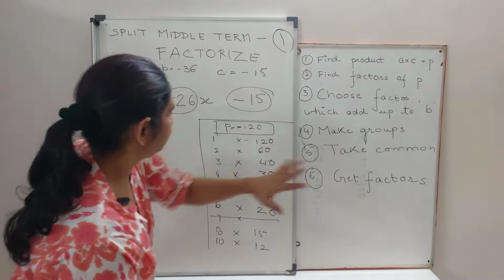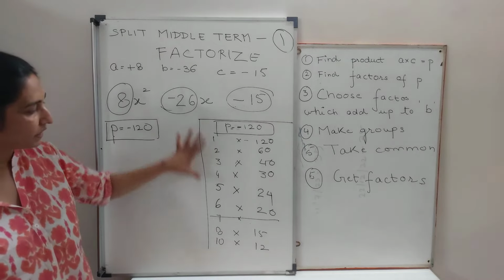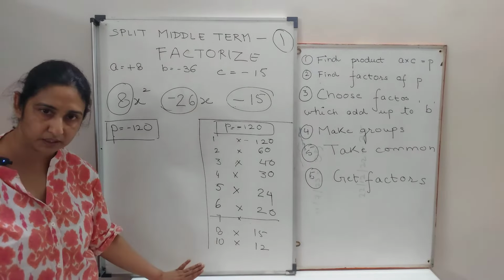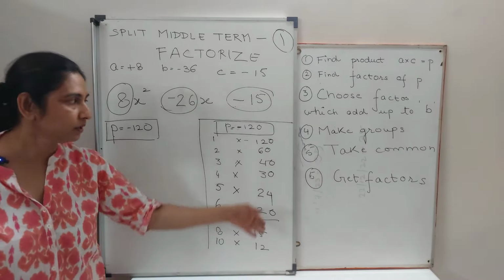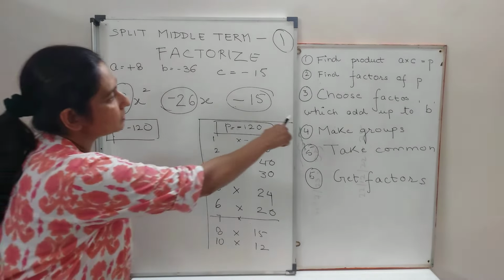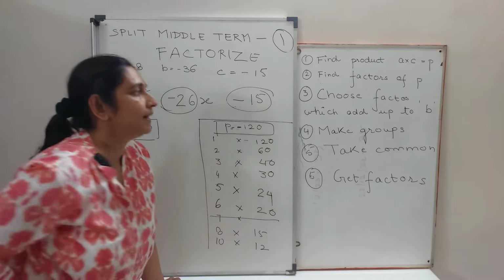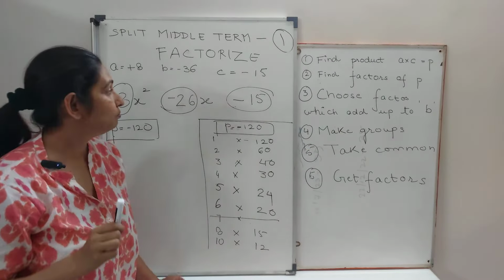Find the factors of p. This you can do in rough also, fair also, that is no problem. But do it like this. Go ascending down: 1, 2, 3, 4, 5, 6, and the corresponding factor you need to get 120. Okay. Now the focus is to choose factors which add up to b.